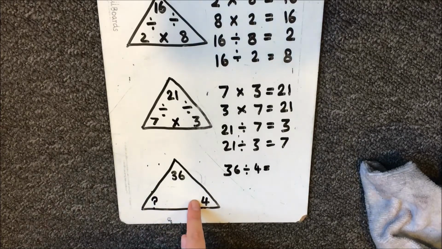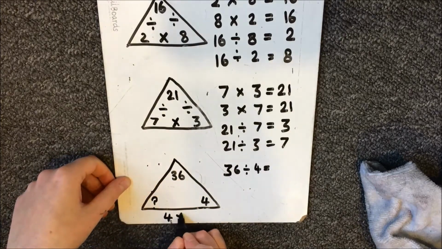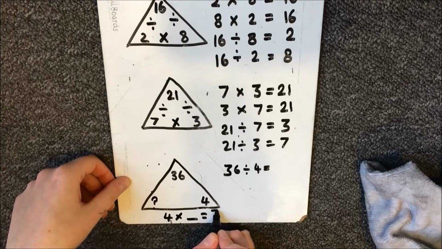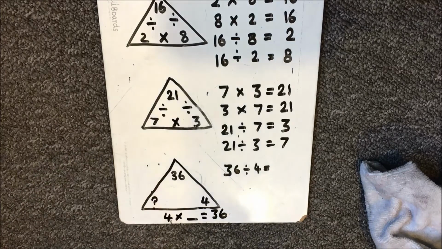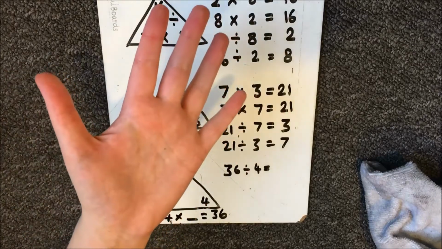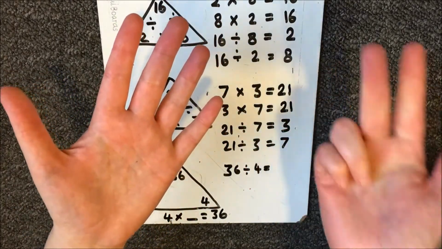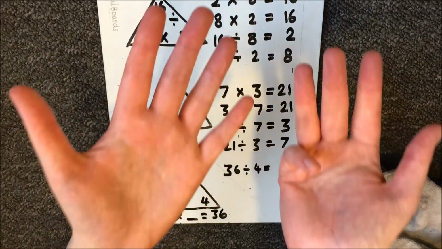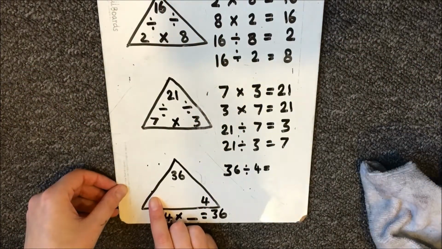So I can count in 4s, because we know that multiplication can go any way around. At the moment, I know my 4. I don't know what it's timesing, but I know it's 36. So I can do something times 4 is the same as 36, which means I can now count in 4s. Ready? 4, 8, 12, 16, 20, 24, 28, 32, 36. So I counted 9 4s.